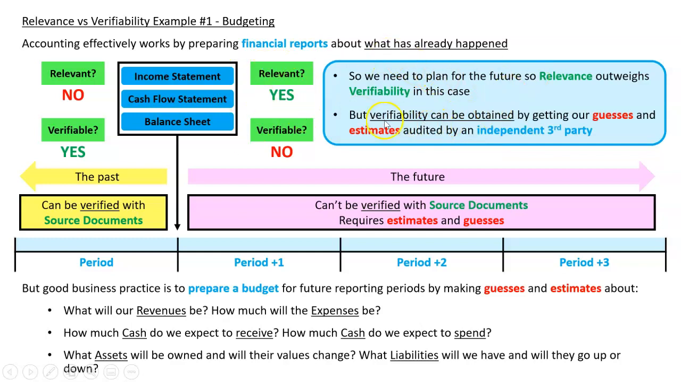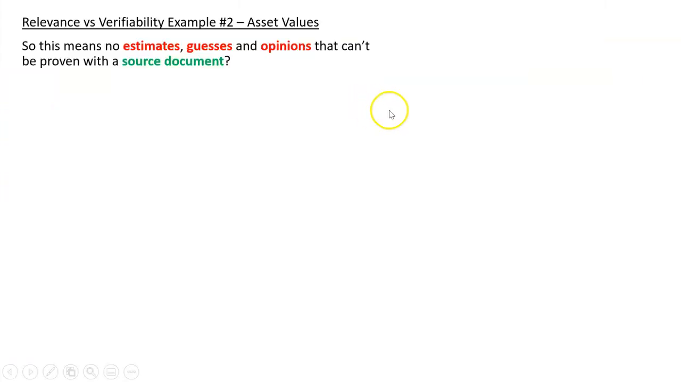Well, what we do is, we can get an element of verifiability by getting our guesses and estimates audited by an independent third party. So if we think sales are going to be a certain amount in the third period, that's going to be based on some sort of data, and that data can be audited by an independent third party. What about our second situation?